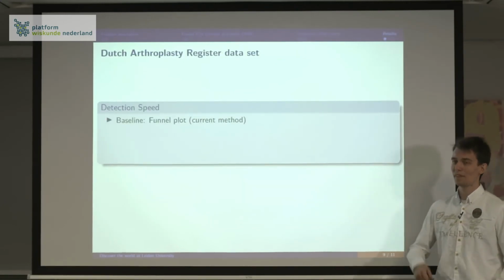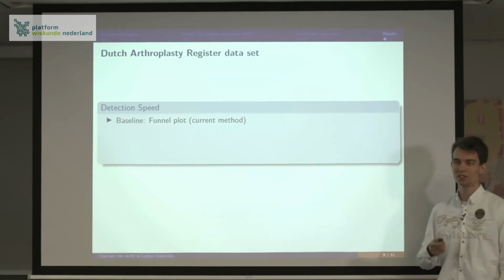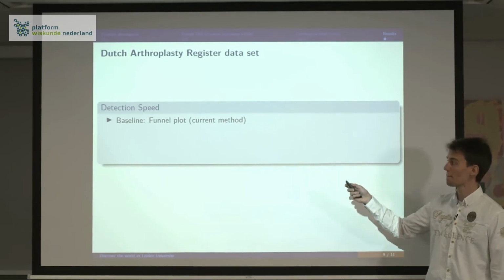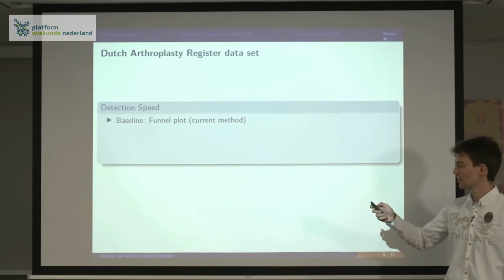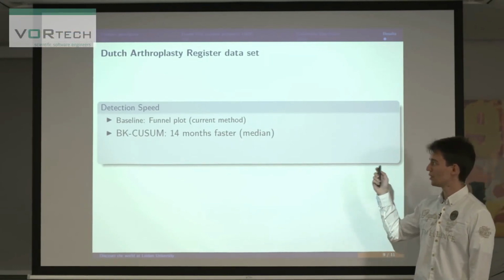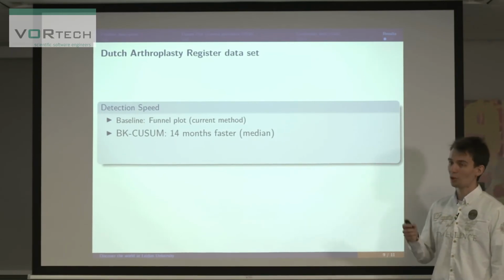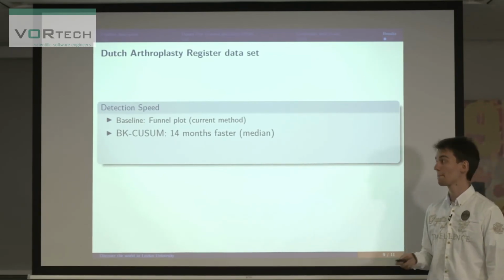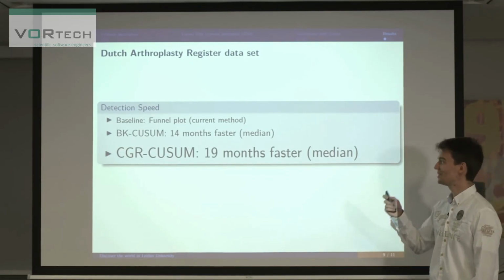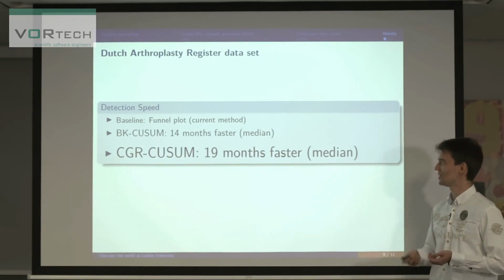All right, so now that I've shown you all these methods, what can we gain by using them on the data set from the Dutch Arthroplasty Register? As I said, currently they use the funnel plot. So if we take this as baseline, then using the BK QSIM, we can detect the 97 hospitals on median 14 months faster when they have a problem. Using the CGR QSIM, we can actually detect hospitals median 19 months faster. That's quite a big improvement in detection of problems.